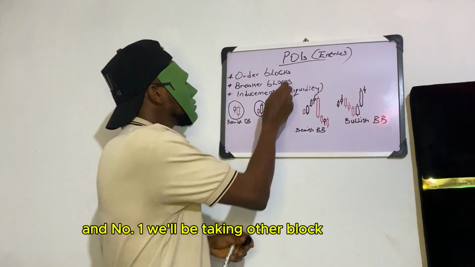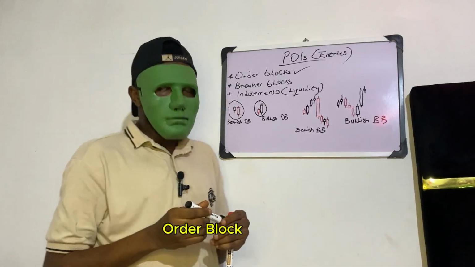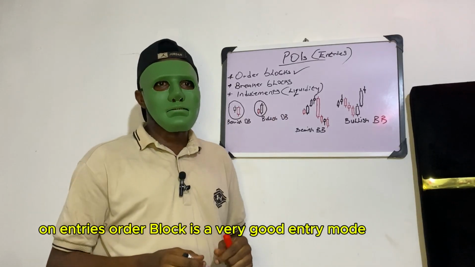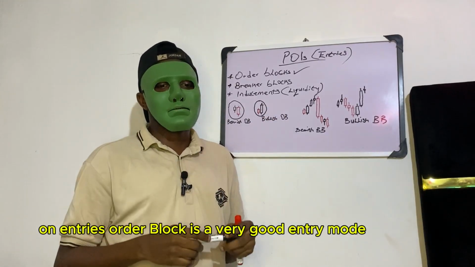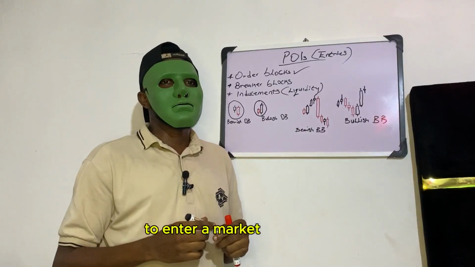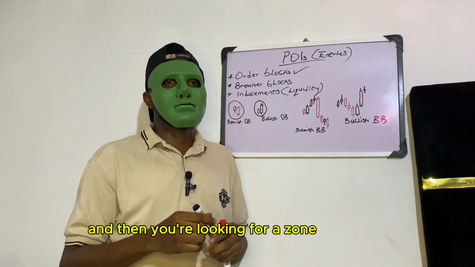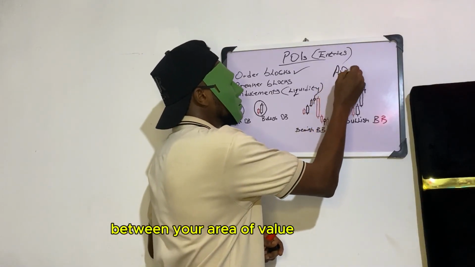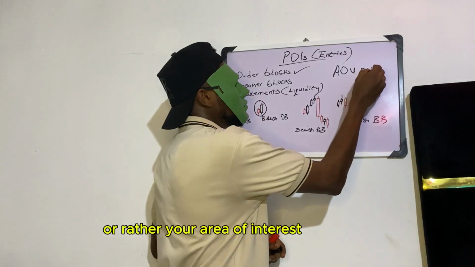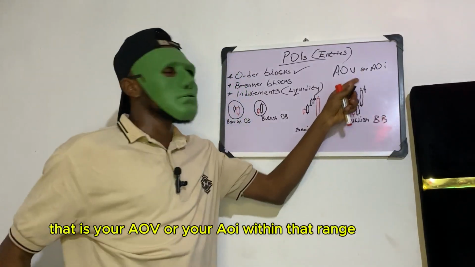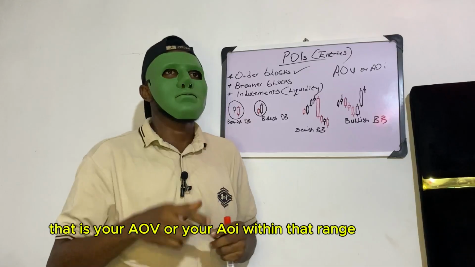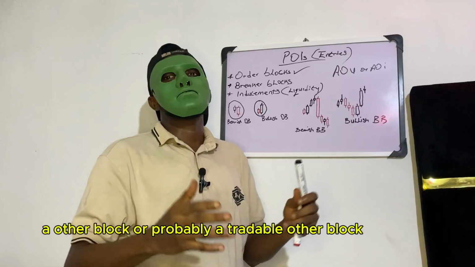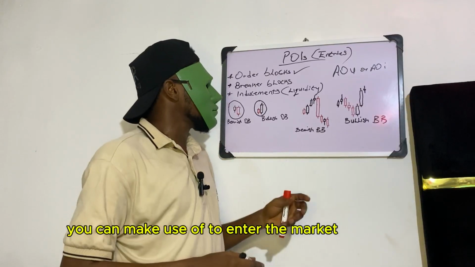And number one, we'll be taking order block. Order block is the very first thing we'll be discussing on entries. Order block is a very good entry mode that you can use to enter a market whenever you are done making your analysis and you're looking within your area of value, or area of interest, that is your AOV or your AOI. Within that range, you're going to be looking for an order block, or probably a tradable order block, you can make use of to enter the market.